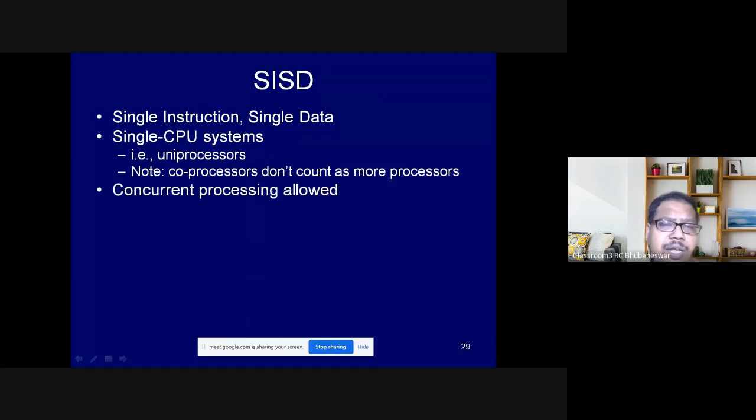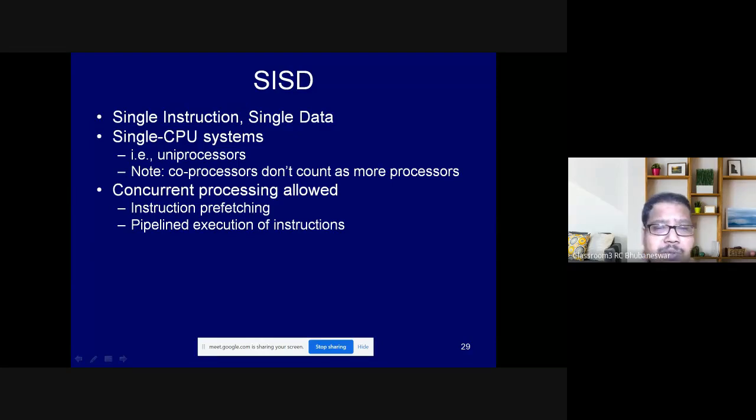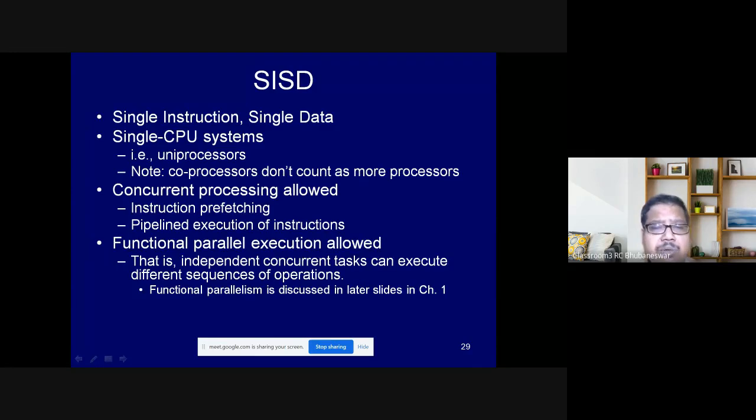So this is completely a unique processor, and concurrent processing is supposed to be a challenge over here because we have to go for the execution 1:1. So concurrent processing is allowed, but it is a challenge because of the instruction fetching: how many instructions you can fetch at one point. So pipeline execution of instructions is possible through this. That can be said, and functional parallel executions are allowed, and we can go for independent instructions or tasks to execute one after another.